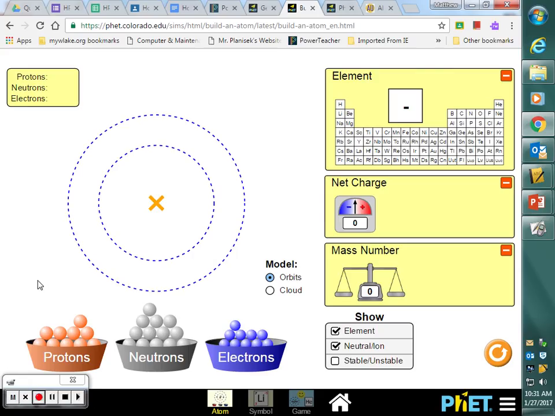Let's do some things. So here is a simulation that allows us to build an atom. Down at the bottom, we have three buckets: protons, neutrons, electrons. And over on the right-hand side, we have three charts that are going to keep track of some things for us. So I'm going to start off, and I'm going to add a proton to my atom. And I'll take it up here and throw it. Oh, apparently I didn't go far enough. All right, put it here, and we go there.